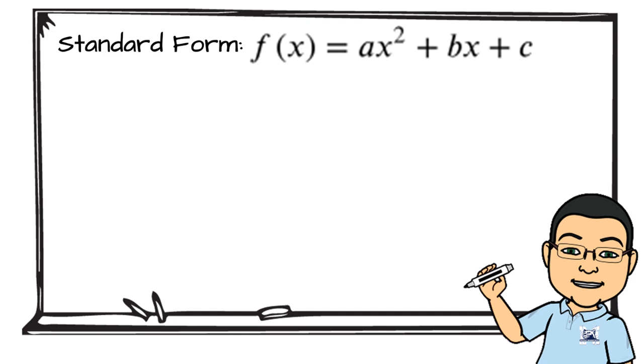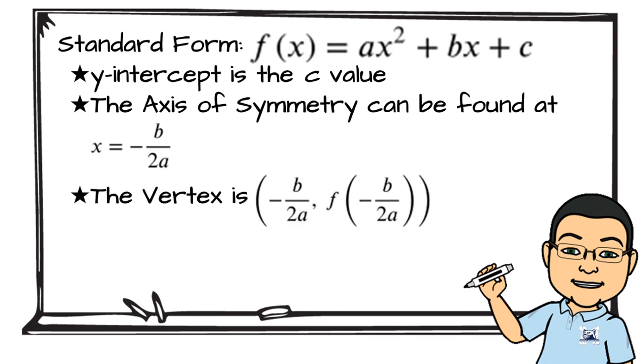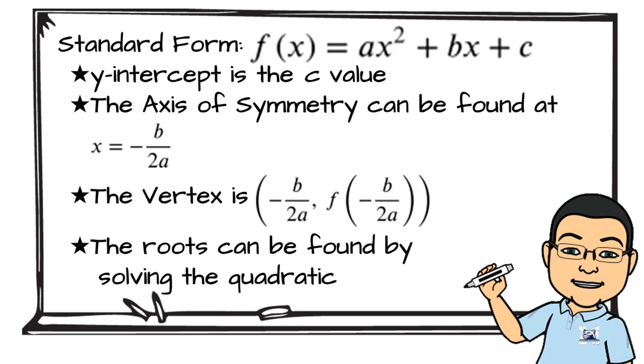So as we look at the standard form, there's a few things that we can glean. The first is that the y-intercept is going to be the value of c every time. The axis of symmetry can be found by using the formula x equals negative b over 2a. And in order to find the vertex, we can then just plug that negative b over 2a value into our function to find the k, or the output at the vertex. In order to find the x-intercepts, we can simply solve the quadratic through factoring, completing the square, or the quadratic formula to figure out those roots.